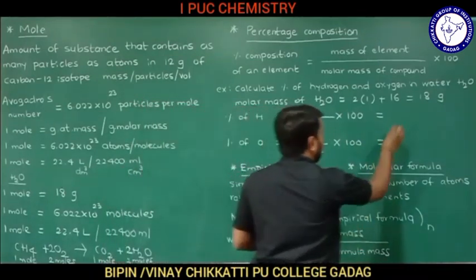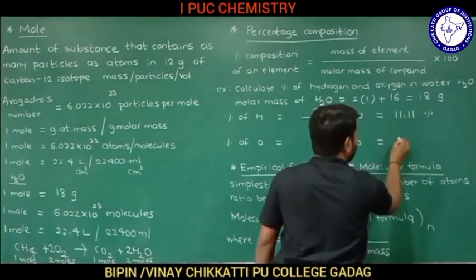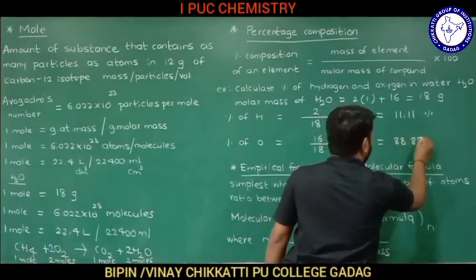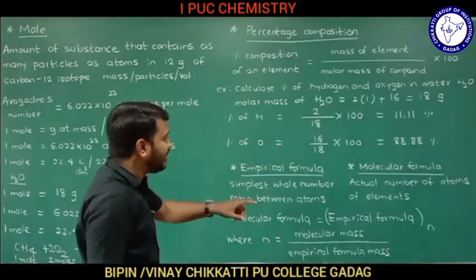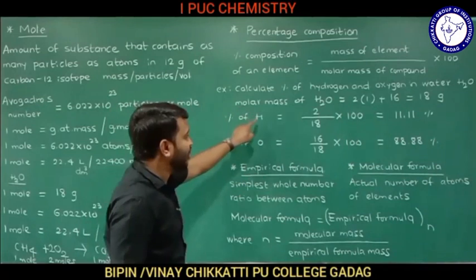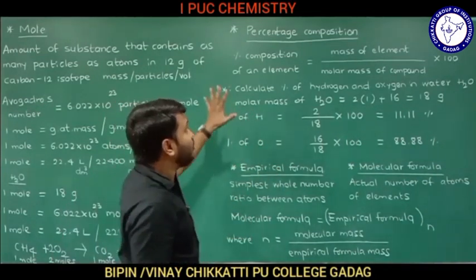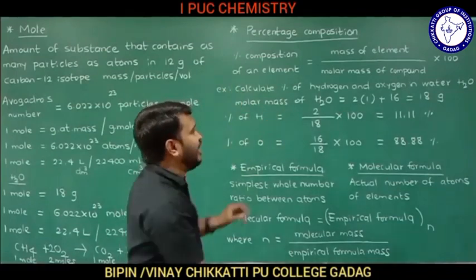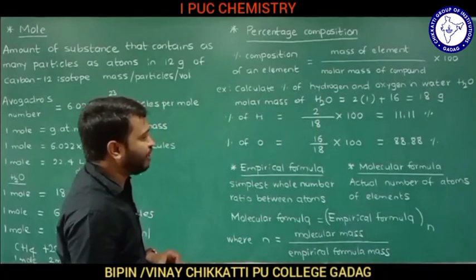And if you calculate these two, you will get the result in terms of a percentage. This is a well-known example, and the value is 11.11 percentage for hydrogen, and 88.88 percentage for oxygen. This is how one can calculate the percentage of an element present in a given compound, and that we call the percentage composition. Try to remember this formula, and you can apply it to n number of examples.